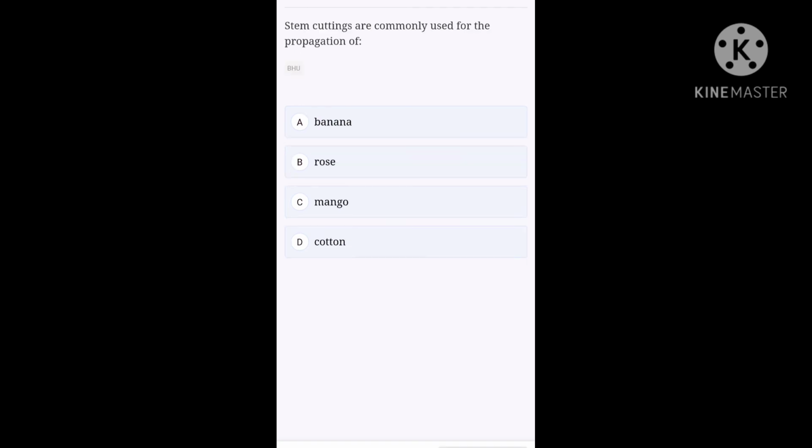Okay, next question. Stem cuttings are commonly used for the propagation of option A banana, option B rose, option C mango, option D cotton. A very easy question. So option B, rose is the correct one.